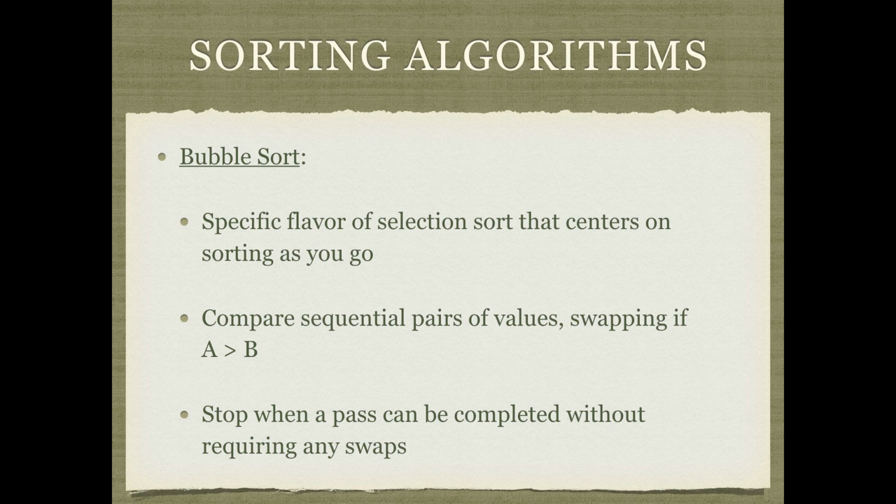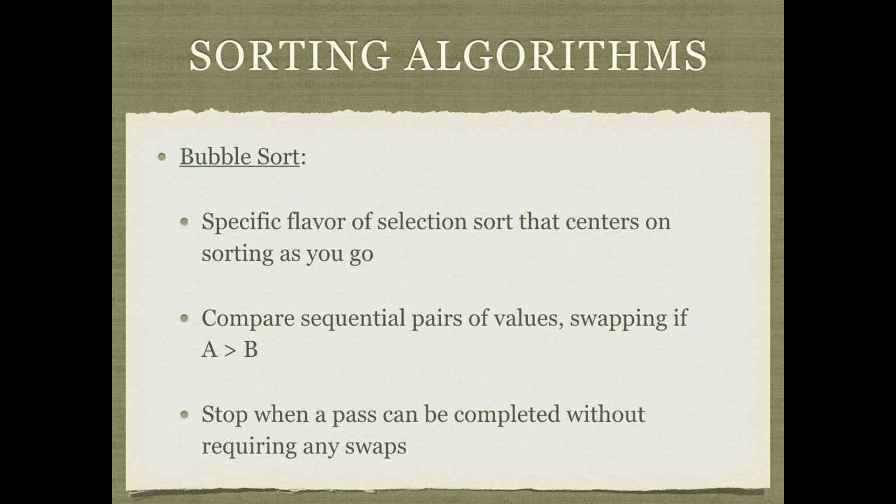All right. Bubble sort is another possible option for you. This particular brand of selection sort allows you to sort as you go by comparing sequential pairs. So if you're looking at a pair of values A and B, but A is greater than B, then you swap. So instead of AB, now it's BA.